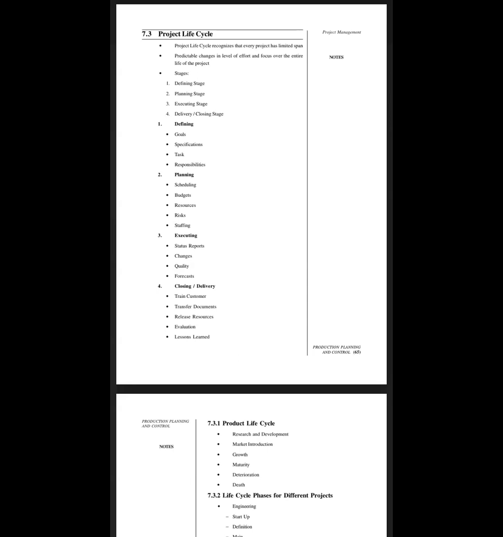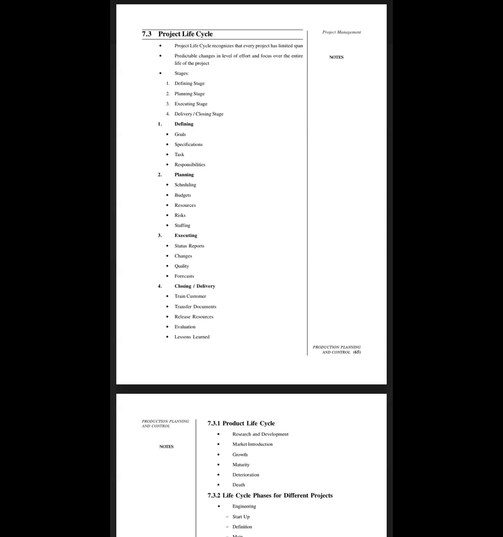There are a few stages of the project life cycle. The project life cycle recognizes that every project has a limited span, with predictable changes in the level of effort and focus over the entire life of the project. Now see the stages of the project: defining, planning, executing, delivering. These four are the important stages of a project.